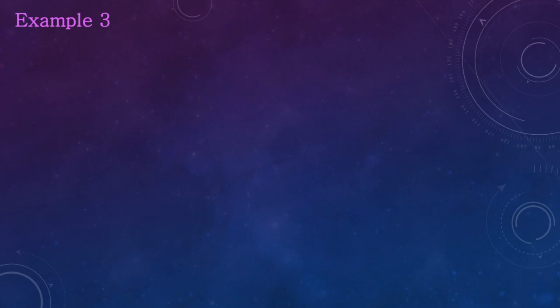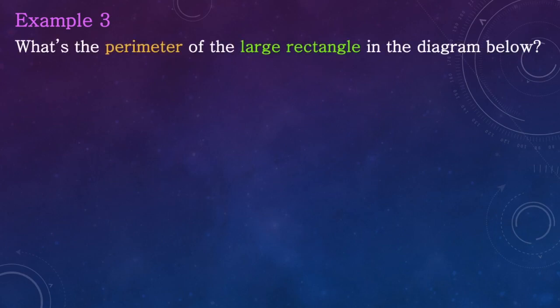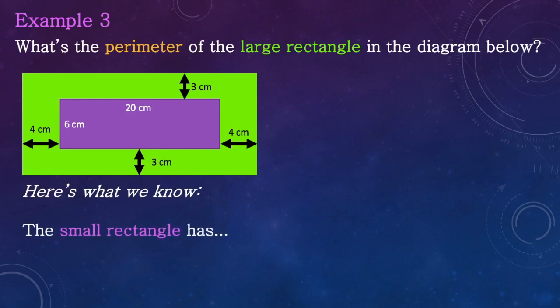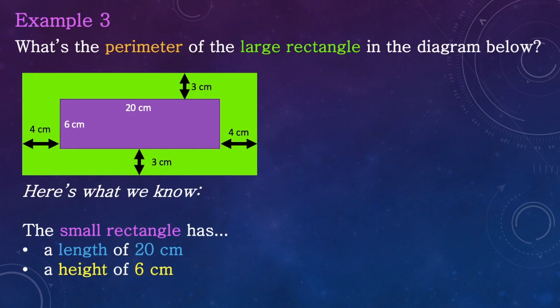Example 3. So this one's going to have a lot of info in it, so we are going to have to break it down. So let's read the question. What's the perimeter of the large rectangle in the diagram below? So here's our diagram. Like I said, there's a lot of info, so let's see what we do know. We have a small rectangle, the pink one, that has a length of 20 centimeters, and it also has a height of 6 centimeters. Now that info by itself does not give us the answer. We can't just add those numbers to find the perimeter of our large rectangle. But we can use that info indirectly.